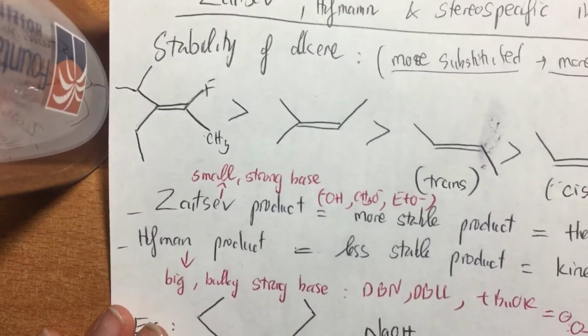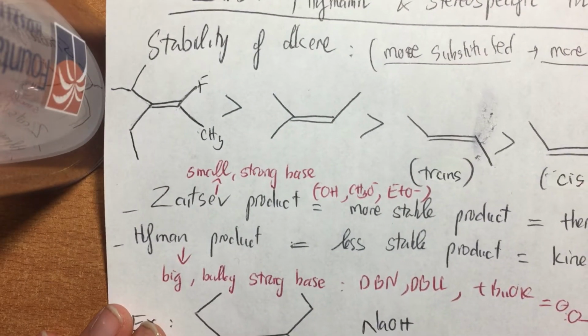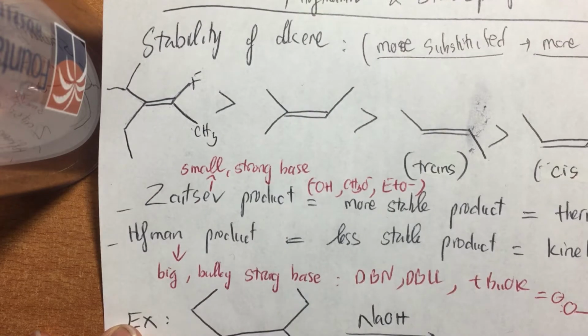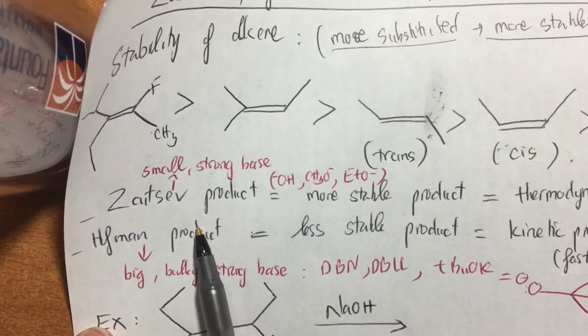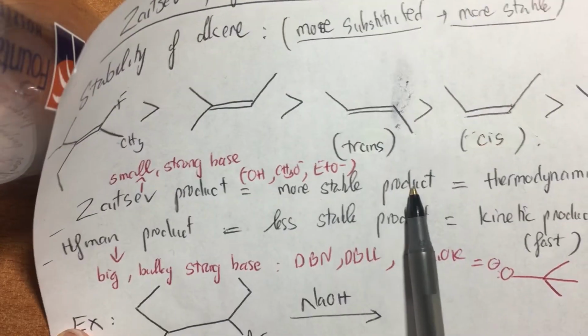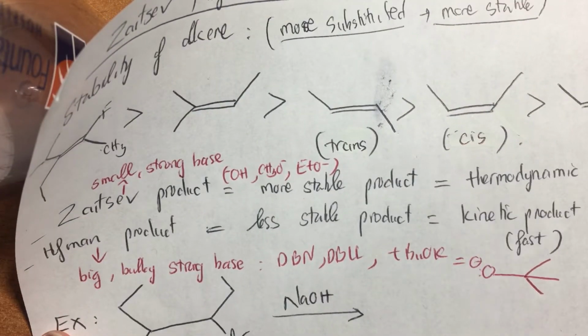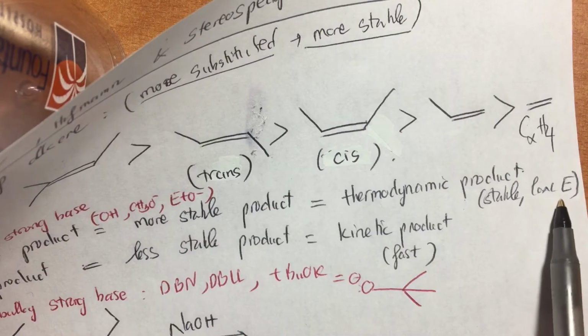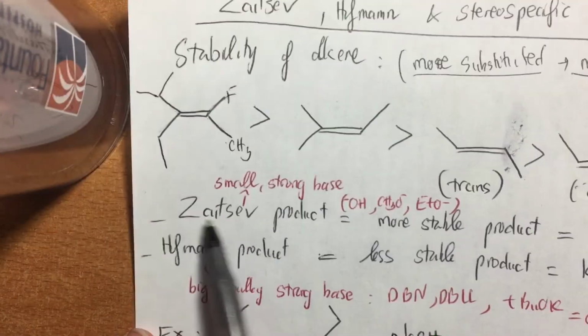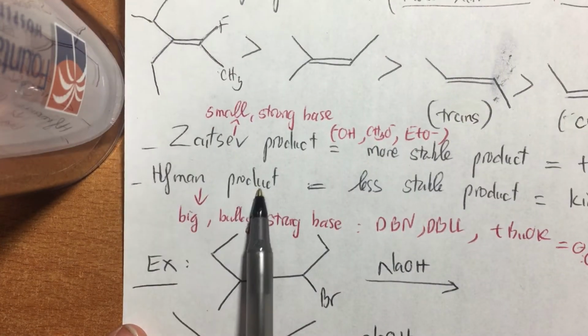So if the teacher gives you a question and asks, did it form the Zaitsev product? Or in other ways, they can ask you to point out which one is the more stable product, or which one is the thermodynamic product, or the lower energy product. You have to know it's the same thing. It's the Zaitsev product.